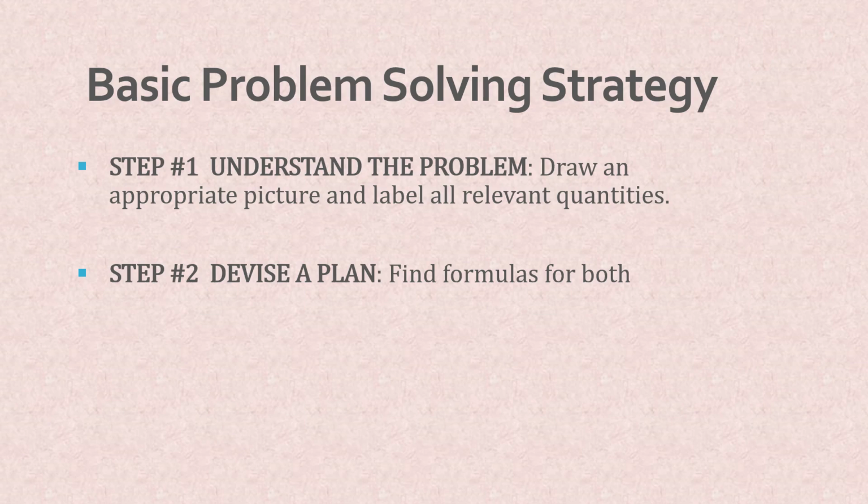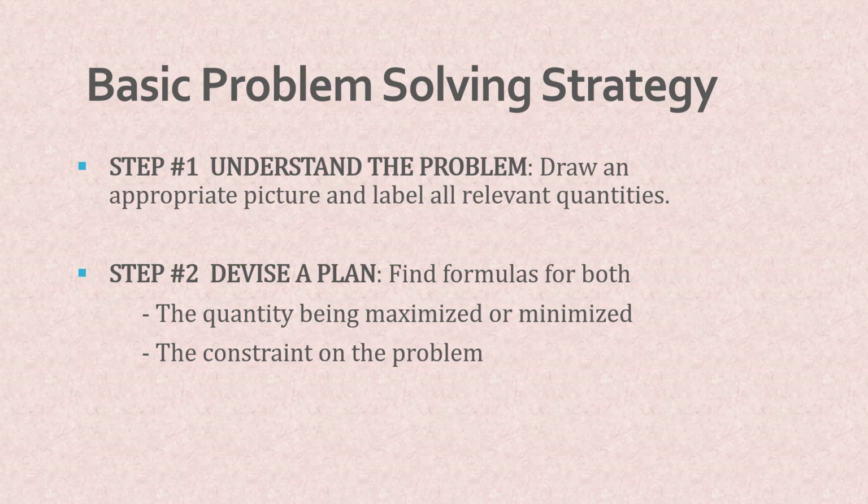We need to find formulas for both the quantity being maximized or minimized, so the actual quantity, have it be cost or area or volume that we're trying to maximize, and then some sort of constraint on the problem. Without a constraint, usually the maximization problem wouldn't make any sense, but combining those two, we should be able to maximize and quite often minimize the quantity at hand.